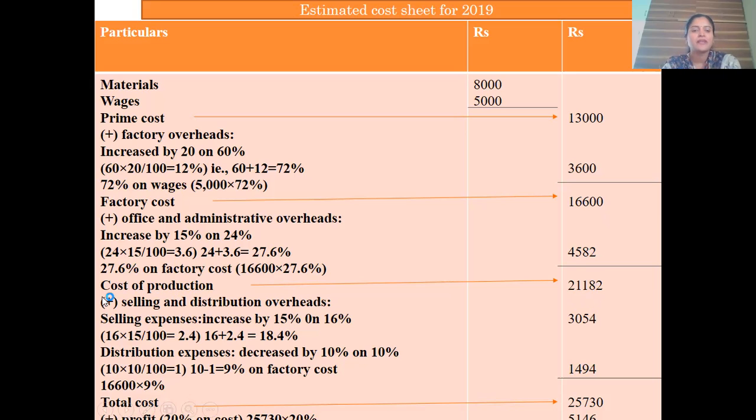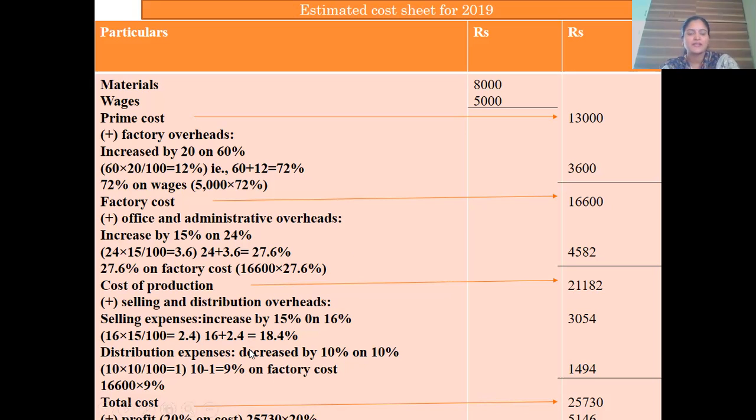Next, after that, selling and distribution overheads should be added. The problem says selling expenses were increased by 15%. We have already calculated that we got 16%. So now take 15% of 16, and we get 2.4%. So 16 plus 2.4 is 18.4%. Now we have 18.4% here.